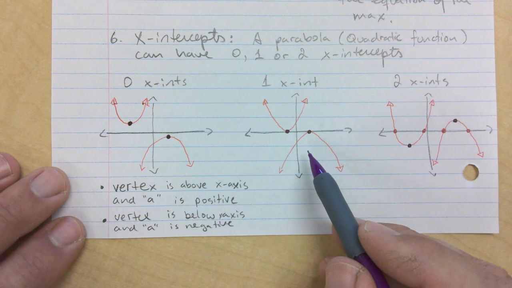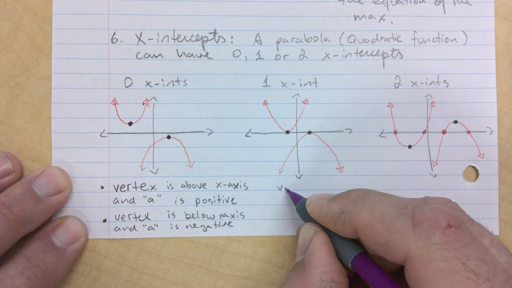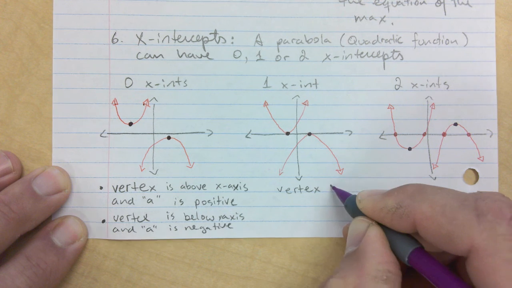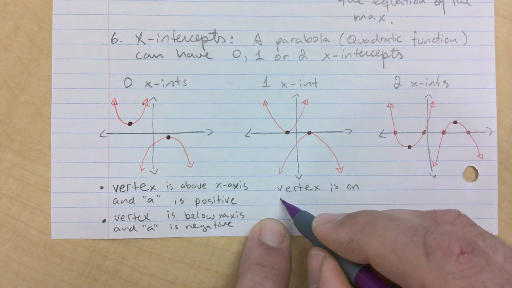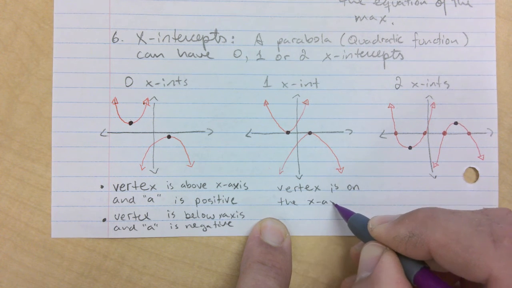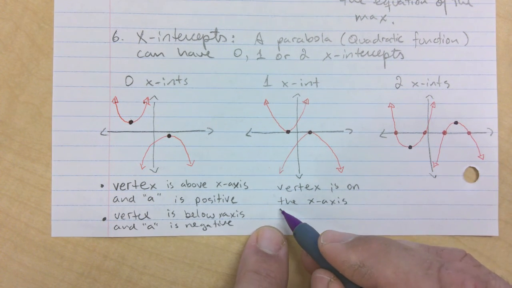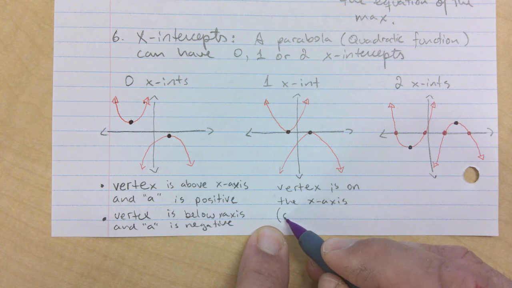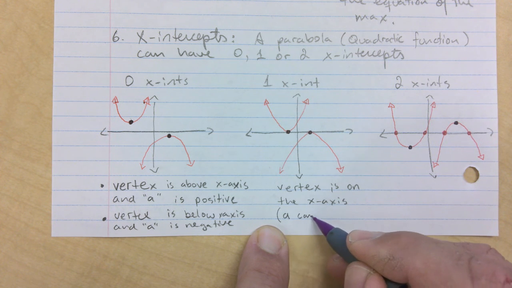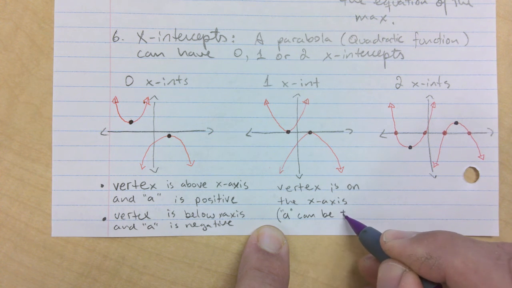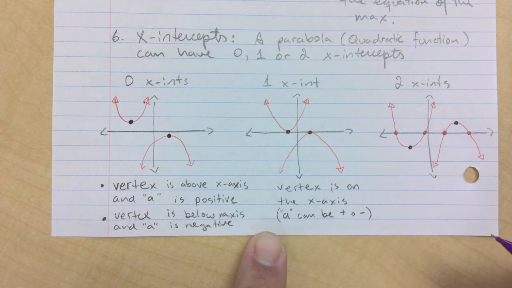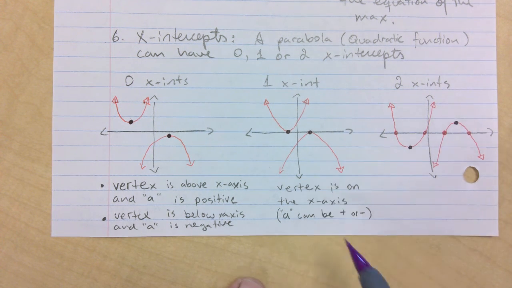Exactly one x-intercept would be vertex is on the x-axis. And I'll put in brackets, A can be positive or negative. It doesn't matter. Okay. The value of A in this case does not matter.